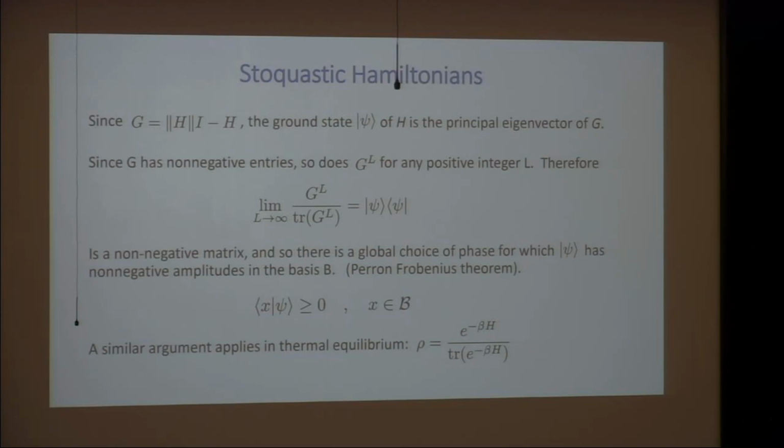Here I'm assuming the top eigenvector is unique, as we often do in this adiabatic context. And so there is some global choice of phase for which this ground state eigenvector has non-negative amplitudes in the basis B. Okay, and that's a proof of the Perron-Frobenius theorem. So in other words, what we're saying is that the components of this eigenvector are non-negative. And a very similar argument also applies to the amplitudes of the thermal density matrix, which describes a system in thermal equilibrium.